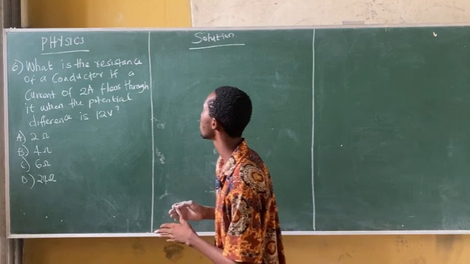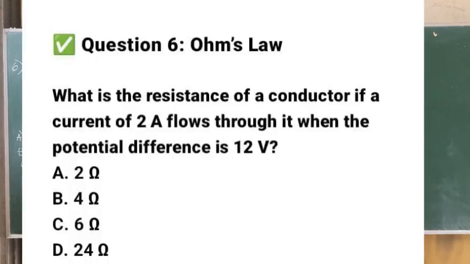Question 6 says, what is the resistance of a conductor if a current of 2 amps flows through it when the potential difference is 12 volts? What is the resistance of a conductor if a current of 2 amps flows through it when the potential difference is 12 volts? Option A says 2 ohms. Option B says 4 ohms. Option C, 6 ohms. And option D, 24 ohms.